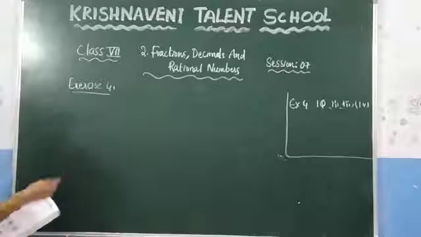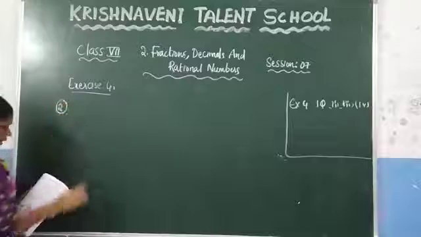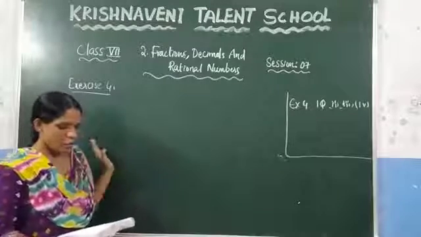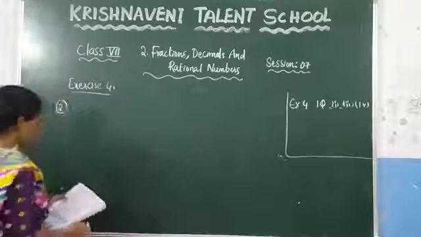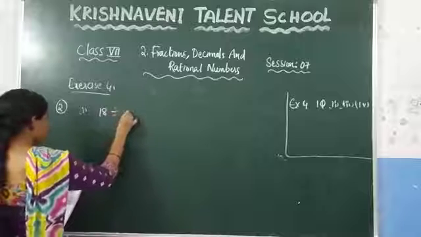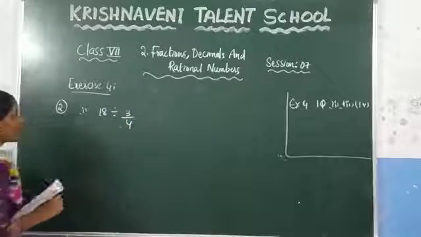So here, what is the second question given here? Find. They have given here a whole number and a fraction, how do you divide these two? In that, the first question, what they have given is 18 divided by 3 by 4. How do you find the result?